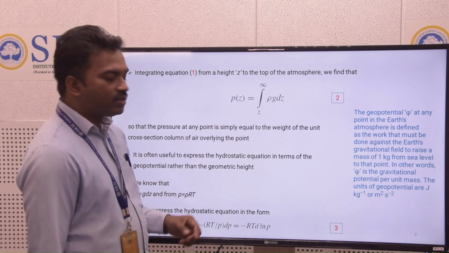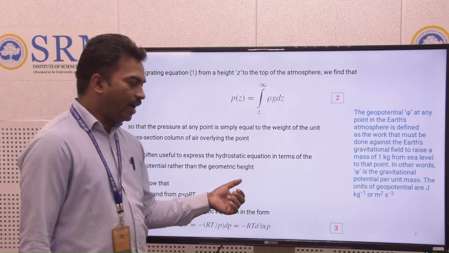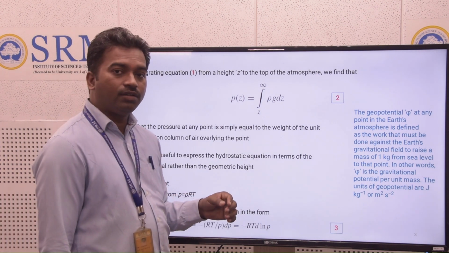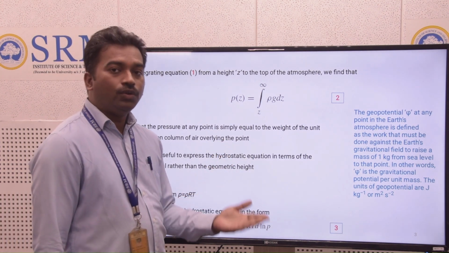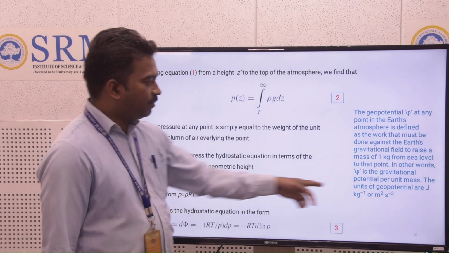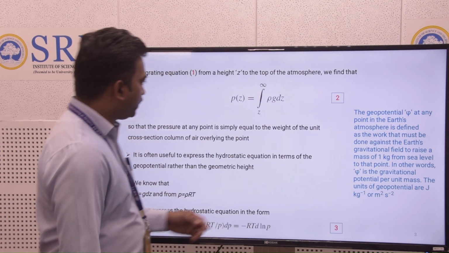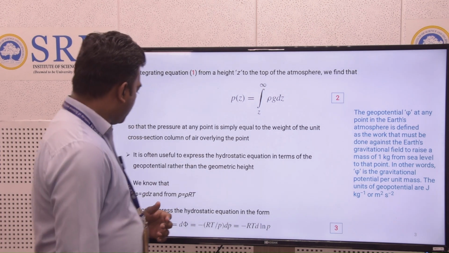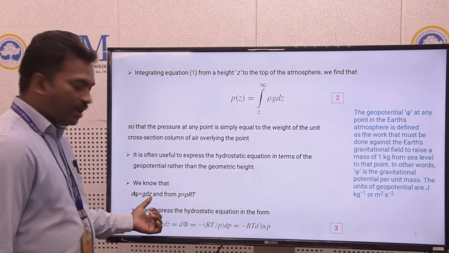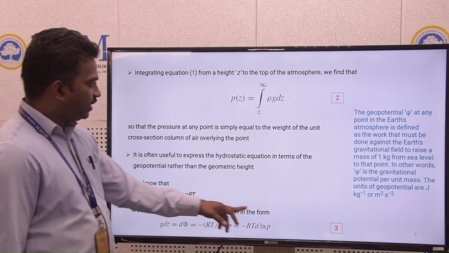This hydrostatic equation can also be expressed in terms of geopotential rather than geometric height. So what is geopotential? It is the work to be done against the gravitational field to raise a mass of 1 kg to that particular point, which is represented with the symbol phi, and the units are meter square per second square. How do we express it? We know that d phi is given by g dz, and also from the equation P equal to rho RT we can express the hydrostatic equation.